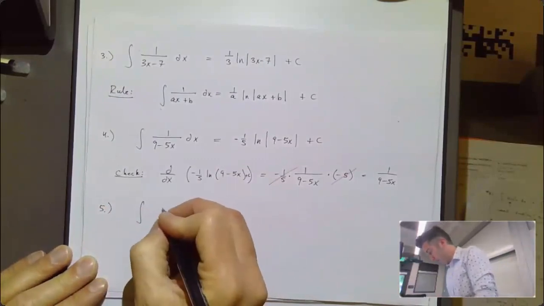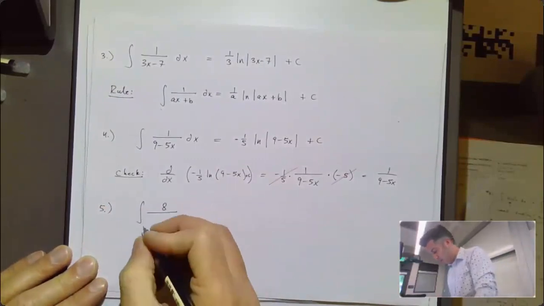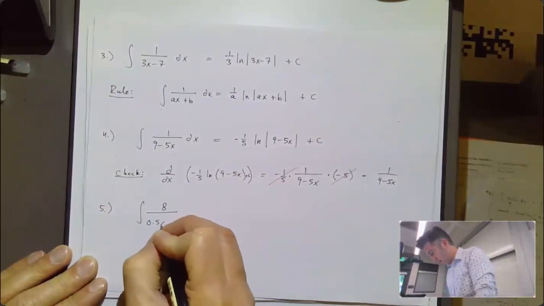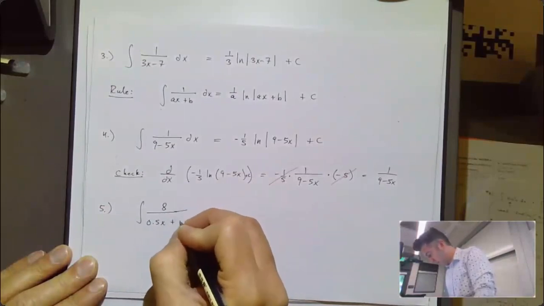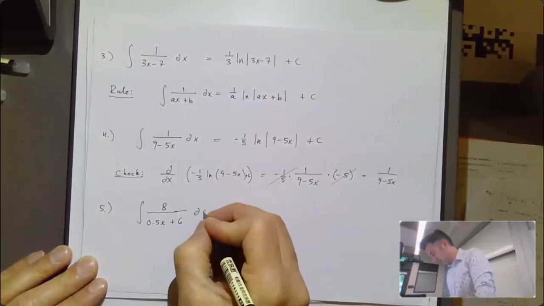So one more example. In fact, why don't you all try this one? Let's find the antiderivative of 8 over 0.5x plus 6 dx.